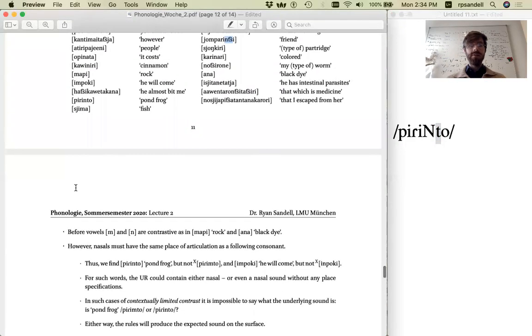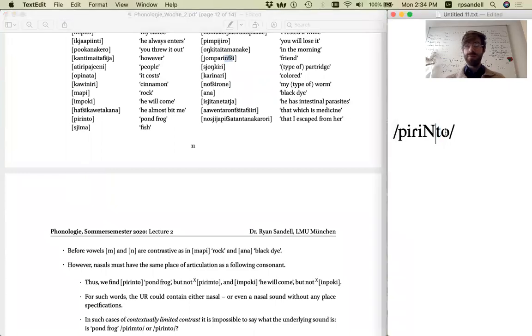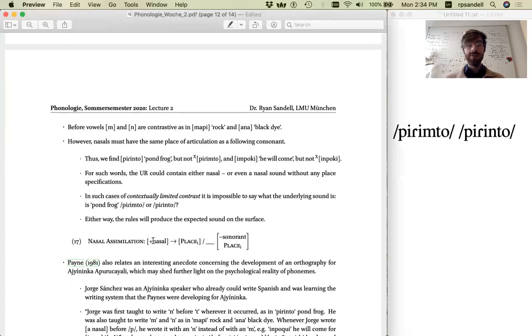So this means that we have a process, regardless of whether we said that this word had an underlying labial nasal or an underlying coronal nasal, or as I had written before, a nasal without place features. A process like the process of nasal assimilation given in 17 would ensure that we find the correct forms, pirinto and impoki, on the surface.